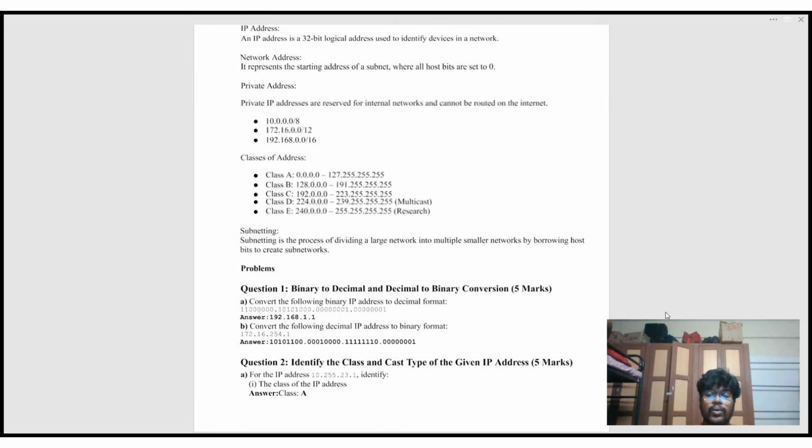Now, subnetting is the process of dividing a large network into multiple smaller networks by borrowing host bits as subnetwork bits.